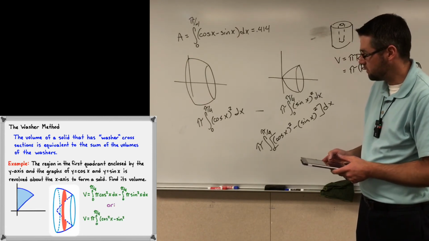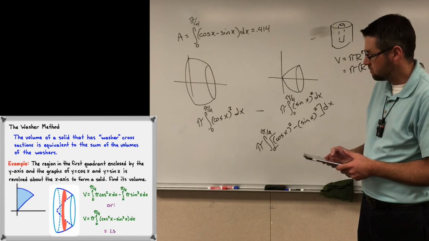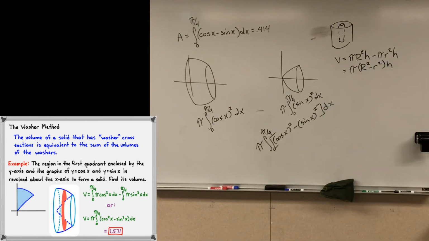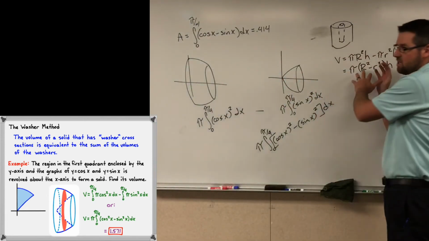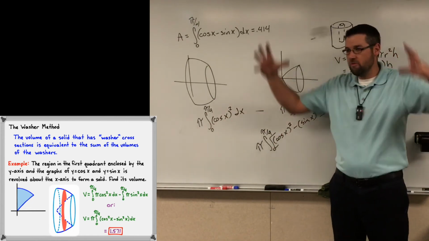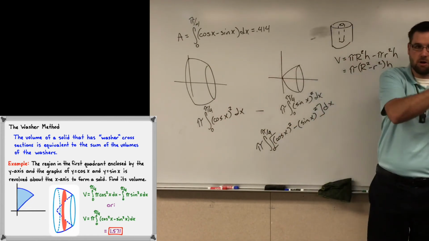Something 0.500? I don't know. I got 1.571. If you do not see it in the simplified form, it's okay. You can separate the integrals, find the volume of the whole thing, and then minus the volume of the little thing.